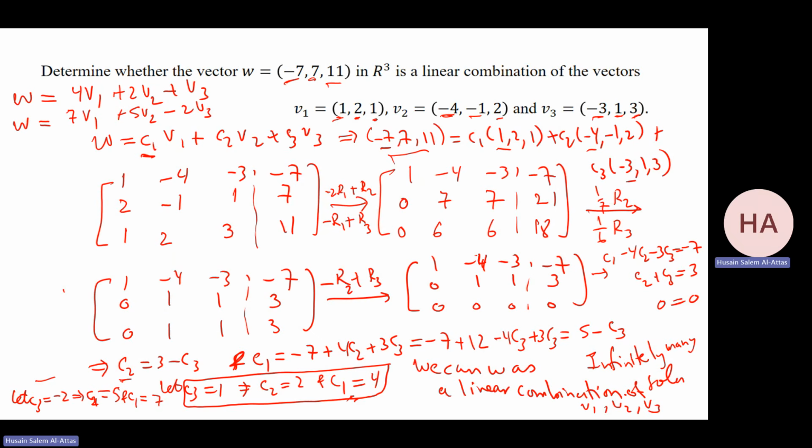Here, we can find C1 and C2. We have infinitely many solutions. Actually, we can have many C1s, C2s. So we can solve it at least. So W can be written as a linear combination of these three vectors in this case.